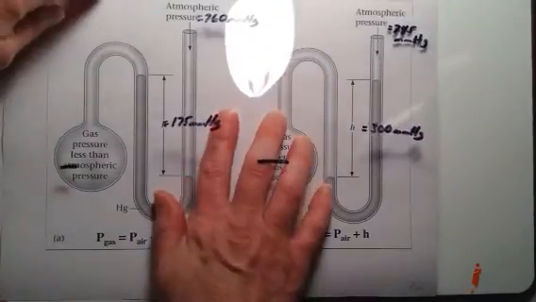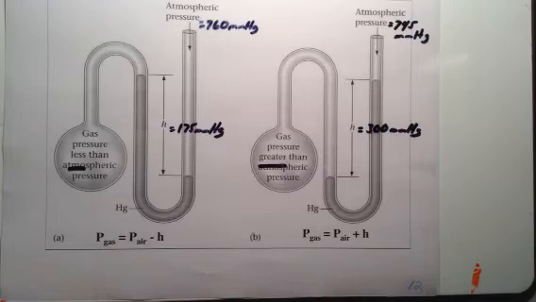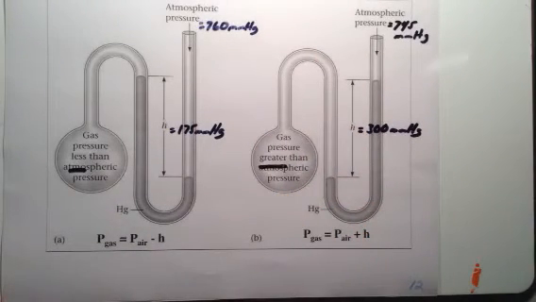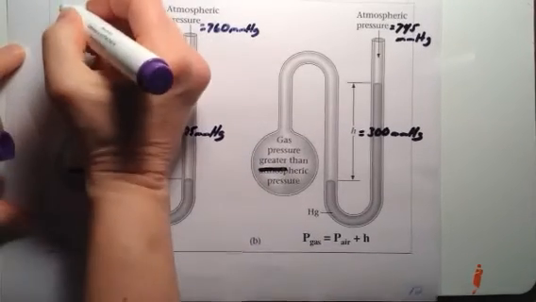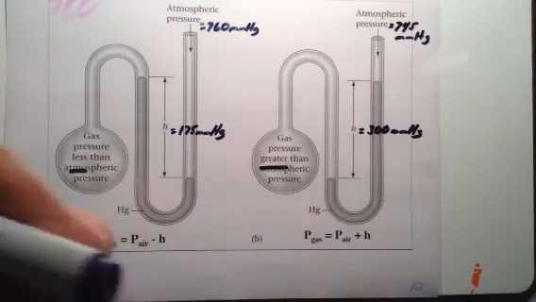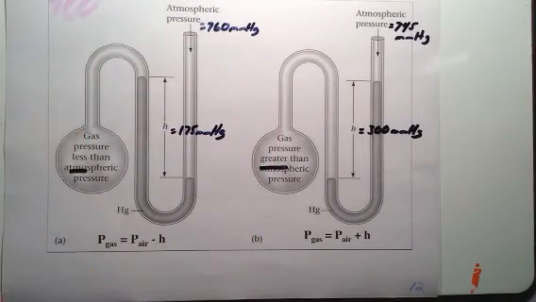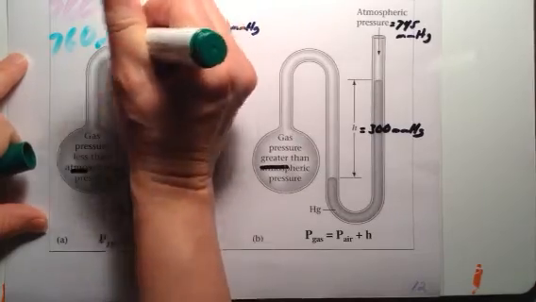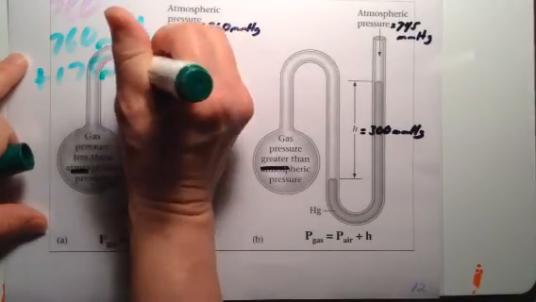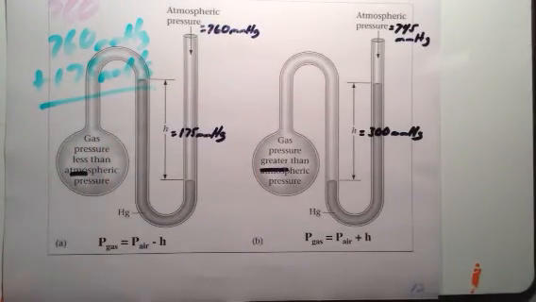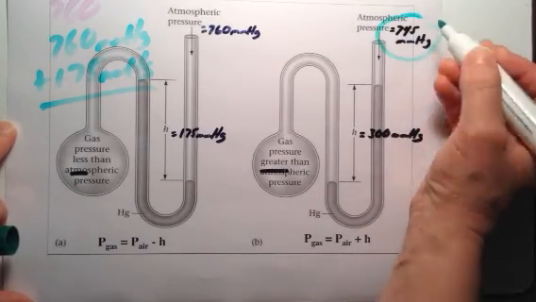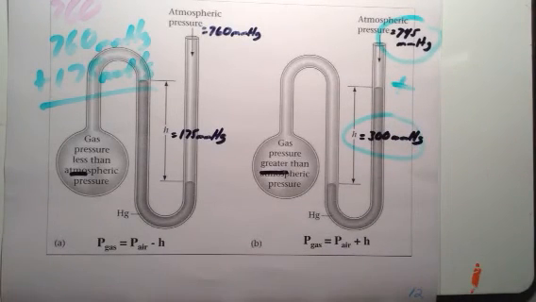So looking at a few examples, if we had 760 millimeters mercury as our atmospheric pressure and a height of 175, we would just add 760 plus 175. Just add those up to get your total pressure. Now, in the case of this one, your gas pressure is greater, so you would just take this number, and you would add them together.